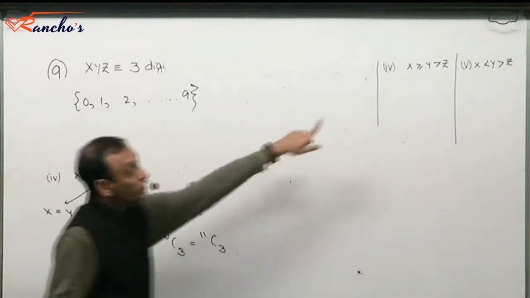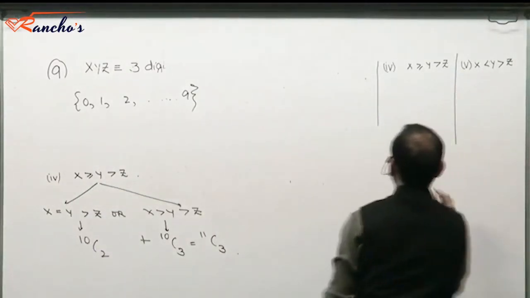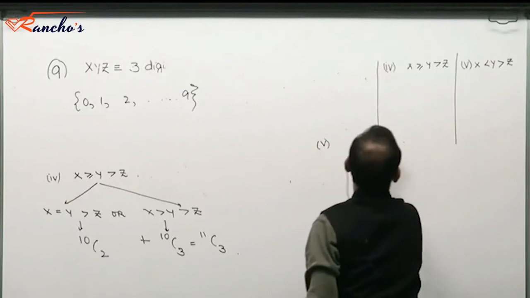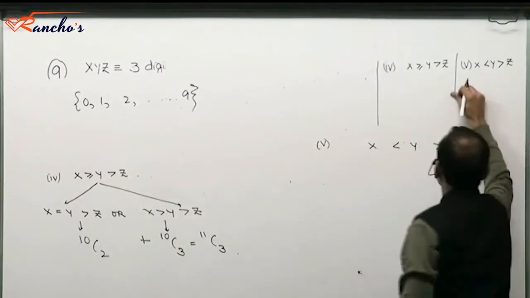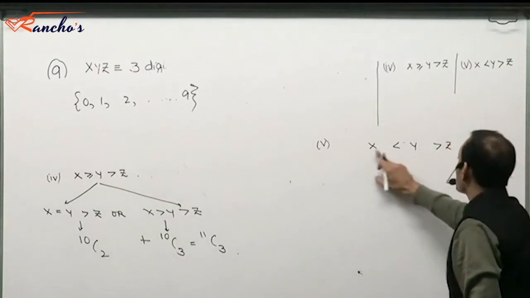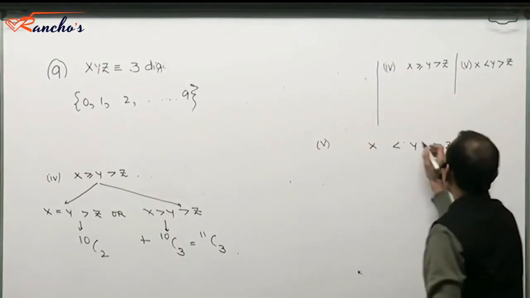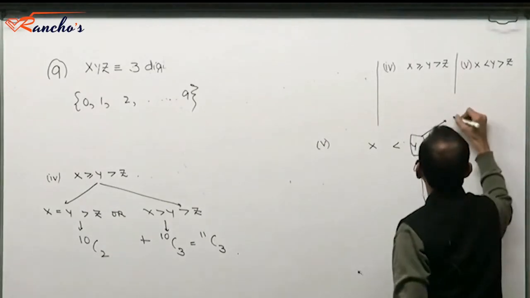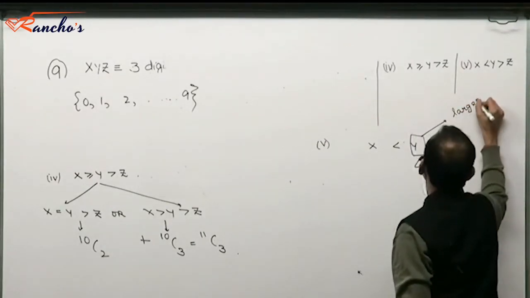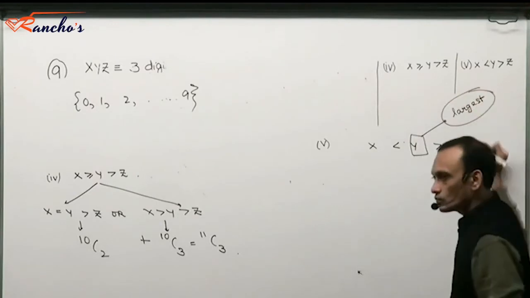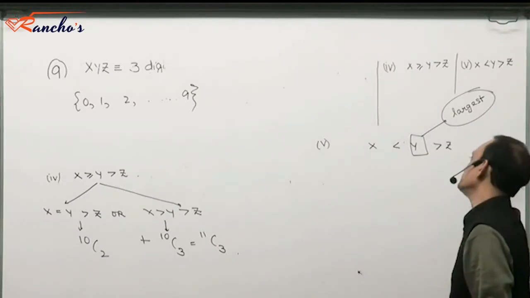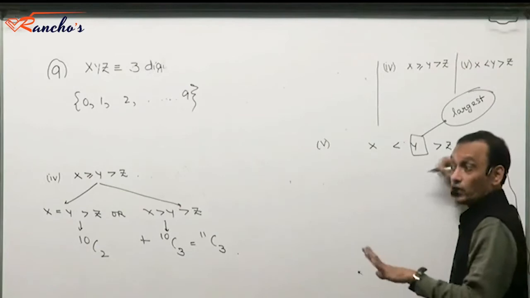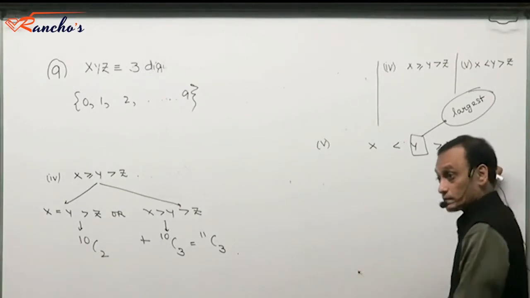Clear? Now case 5. Case 5 is x less than y greater than z. That means y is larger than x and z. That means the middle digit is the largest. Middle digit is the largest. Yes or no? And again, they are all distinct.